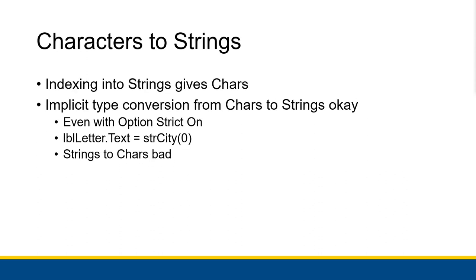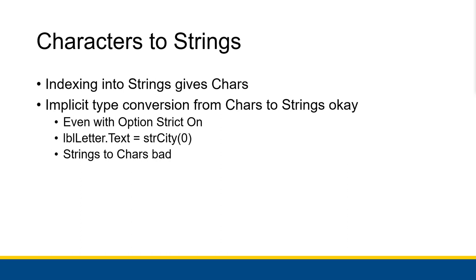All right, so I had talked about how indexing into strings gives chars, it gives characters, and I did mention that the distinction would be important. However, there's a lot of cases where the implicit type conversion from chars to strings is okay for us to do, in a similar way to how we can implicitly convert integers to doubles. We're taking a very narrow data type, the char data type, which only holds one character, and converting it to a string, which is a wider data type that can hold one character but can also hold more characters. So we're not losing any information by converting from chars to strings.